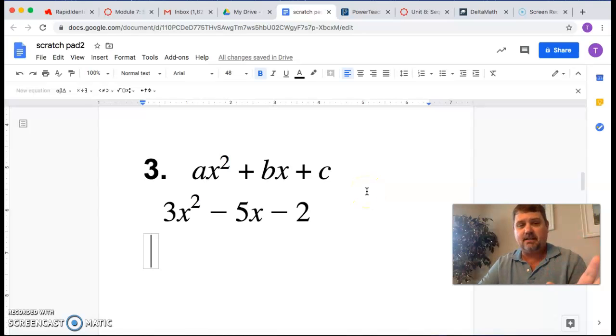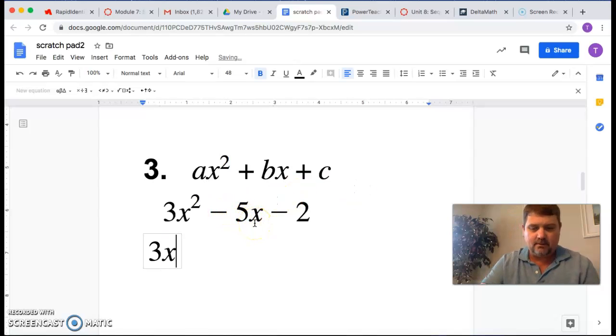We'll have negative 6 times 1. All right, negative 6 times 1 is negative 6. Negative 6 plus 1 is negative 5. That's the combination. So we would write 3x squared.